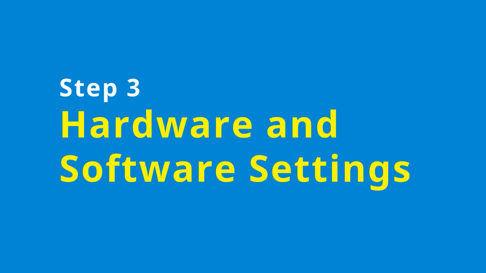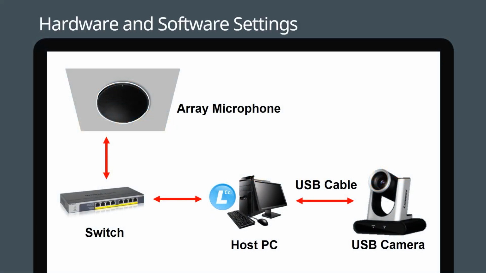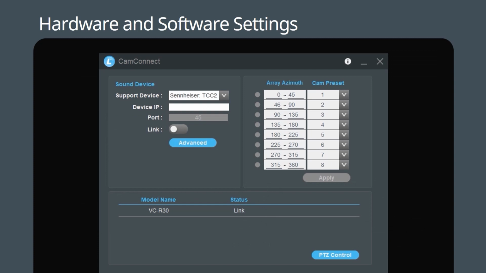Now we're going to do the initial hardware setup. Install your microphone on the ceiling of the room and connect it to a network switch. Launch CamConnect software and select your microphone. Fill in the microphone's IP address.